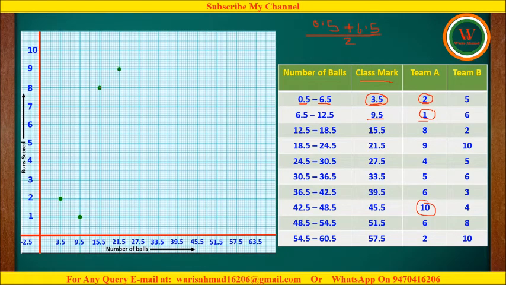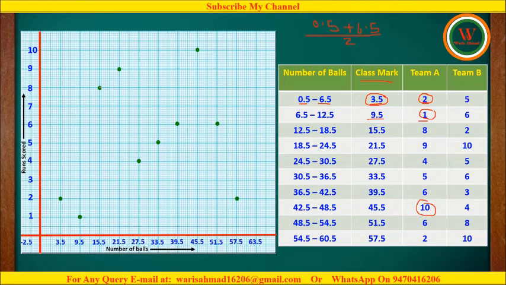Next point will be 21.5, 9. Next one will be 27.5 and 4. Next will be 33.5, 5. Next will be 39.5, 6. Next will be 45.5 and 10. Next point will exist on 51.5 and 6, and the last point will be on 57.5 and 2.